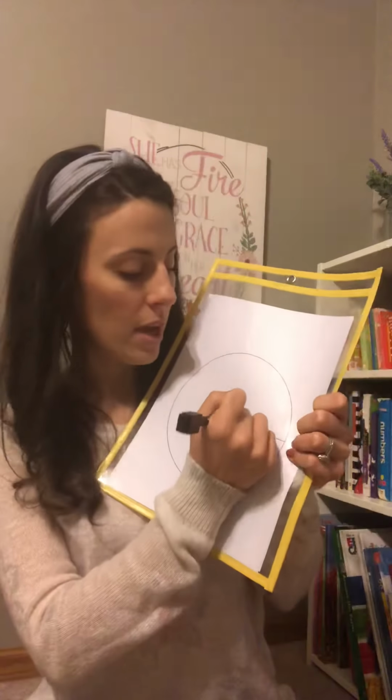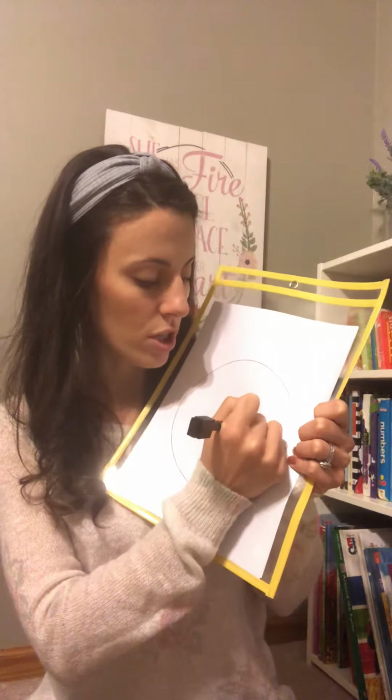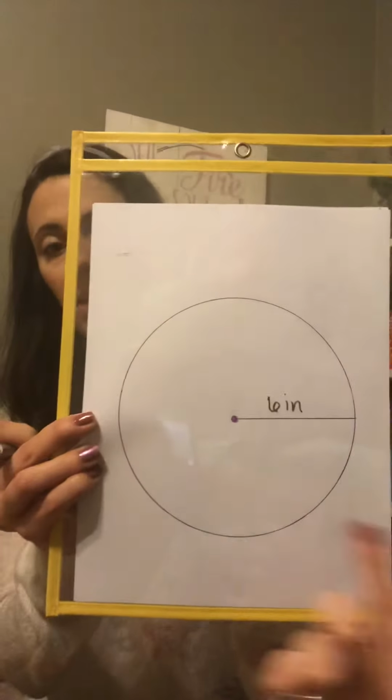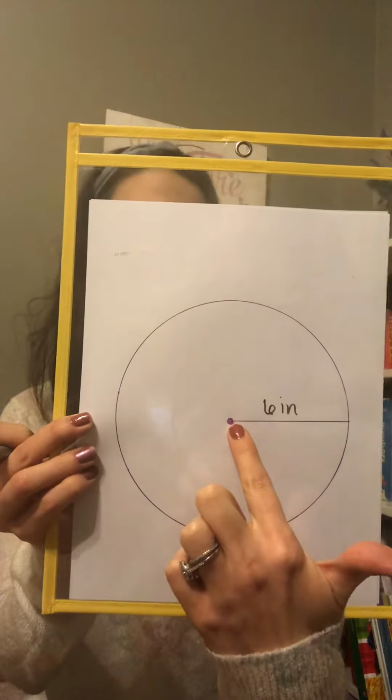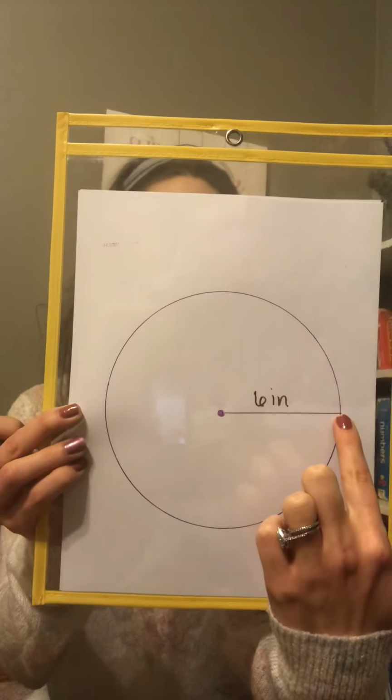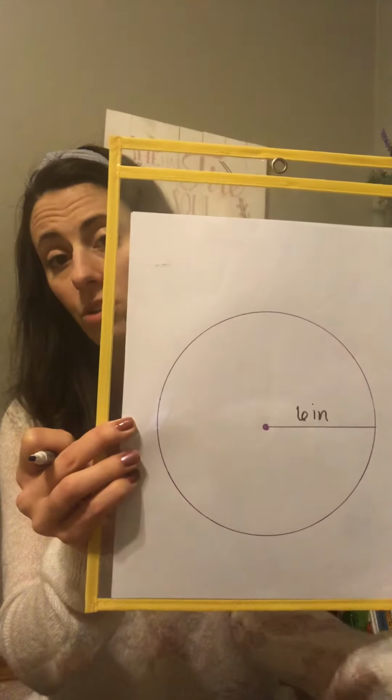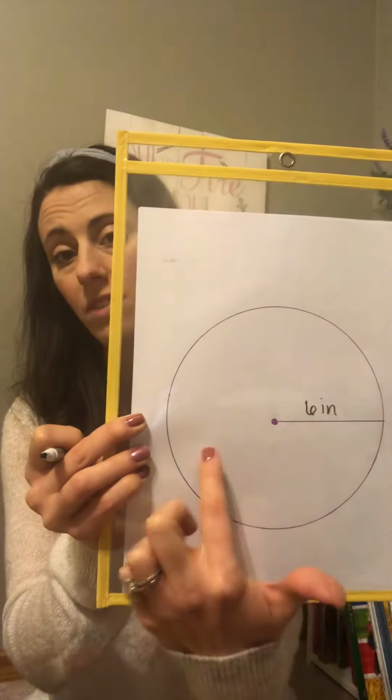So let's work through 2 example problems. The first of which is if you're given the radius. If you're given the radius, you are off to a really great start. So let's say we have a radius of 6 inches. We know we have the radius because it starts at the center of our circle and goes out to one edge. It does not go all the way through, so it's only half the distance of the circle.